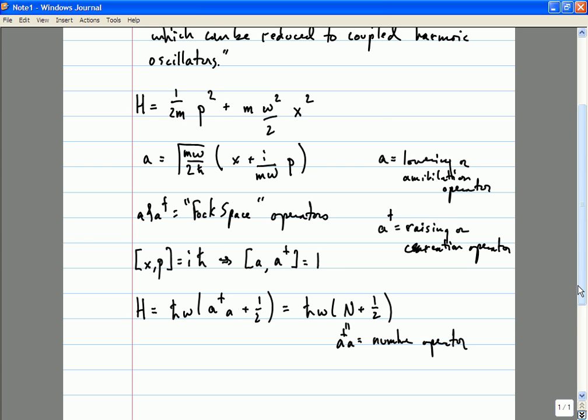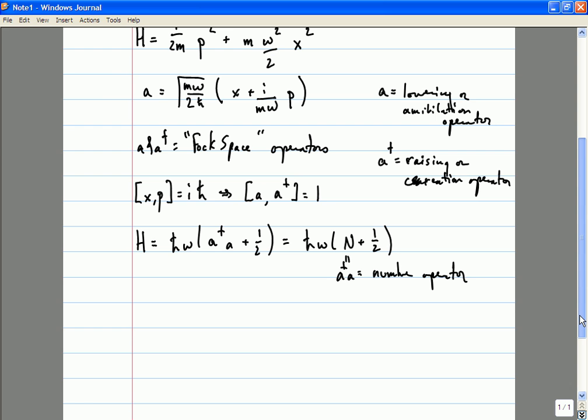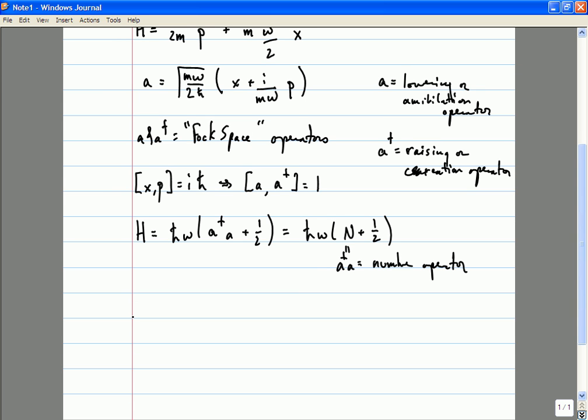And that 1/2 comes from the reordering of A and A dagger. So one could also write the Hamiltonian as 1/2 (A dagger A plus A A dagger) in a completely symmetric way. And given this fact, it's easy enough to see that an energy eigenstate is an eigenstate of the number operator n.